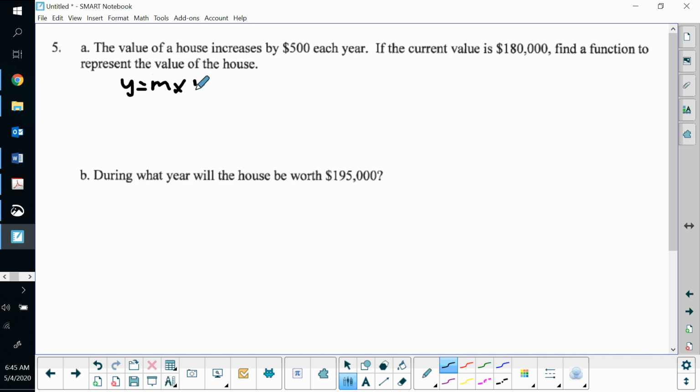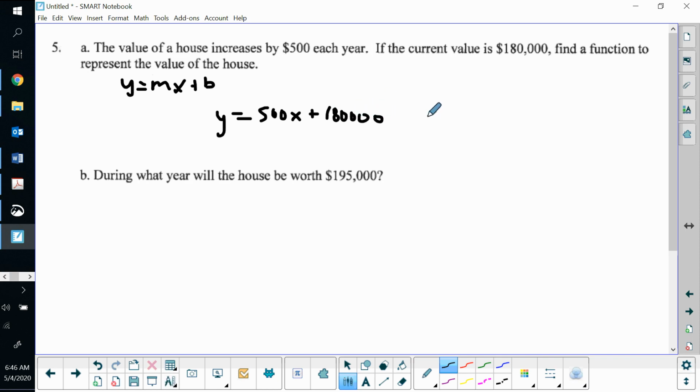So y equals mx plus b. M is the amount you're changing by. If it's increasing, it's a positive. If it's decreasing, it's negative. B is the value you start with. So we are increasing by 500, so our m is a positive 500 in this case. And our b is what we started with, so the 180,000.